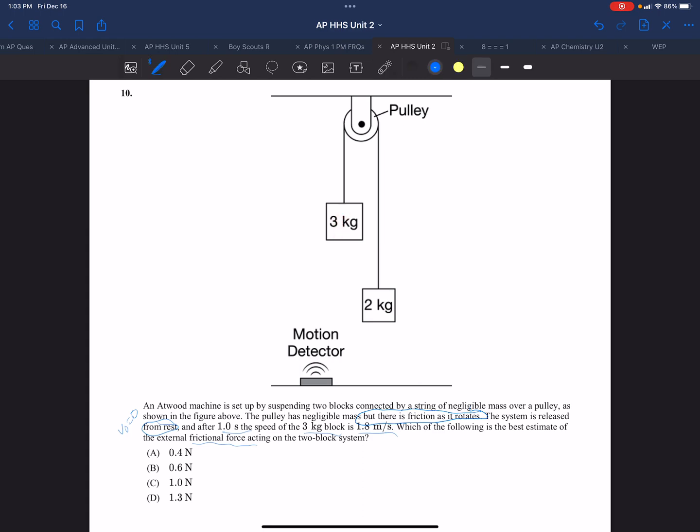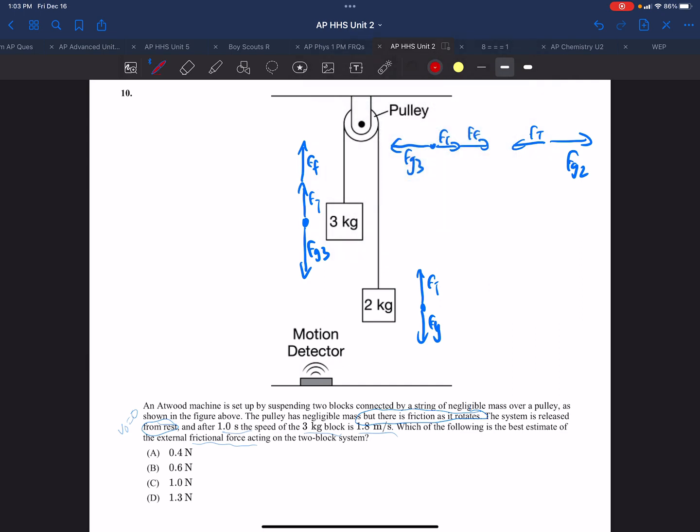So let's put together our free body diagram. So what we have is the force of gravity of the 3. We have the force of tension. We also have the force of friction. And on this side, we have the force of gravity of the 2. And there's the force of tension. So we have force of gravity 2, force of tension, force of friction, force of tension, force of gravity 3.